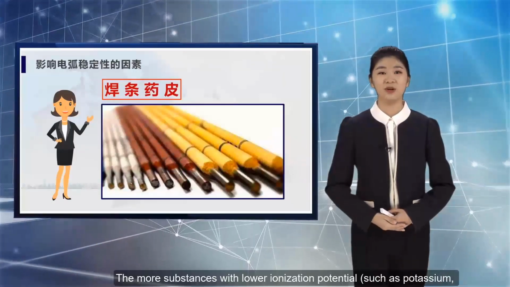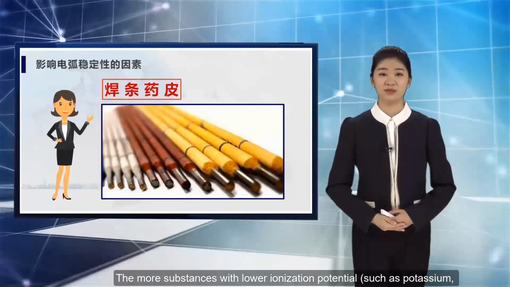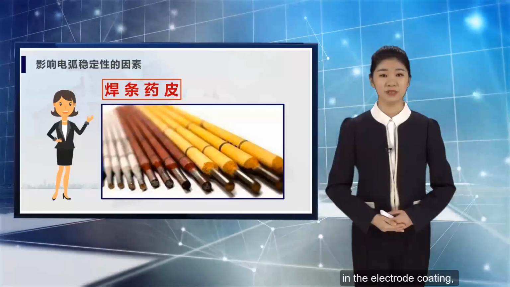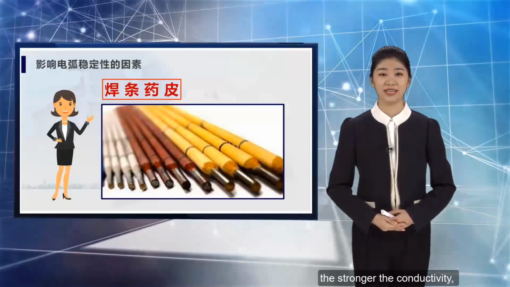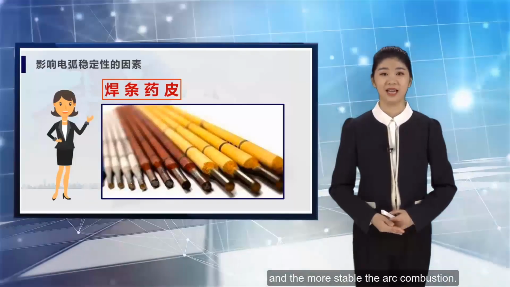Electrode coating. The more substances with lower ionization potential, such as potassium, sodium and calcium oxides, in the electrode coating, the better the gas ionization degree, the stronger the conductivity, and the more stable the arc combustion.